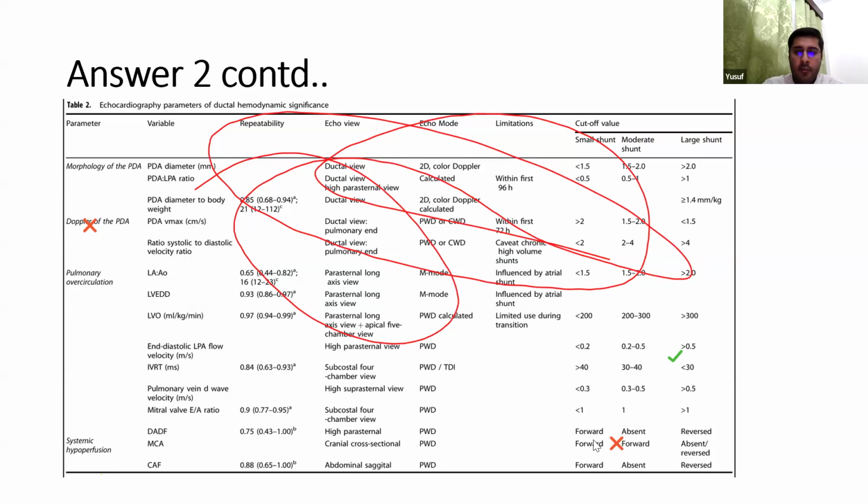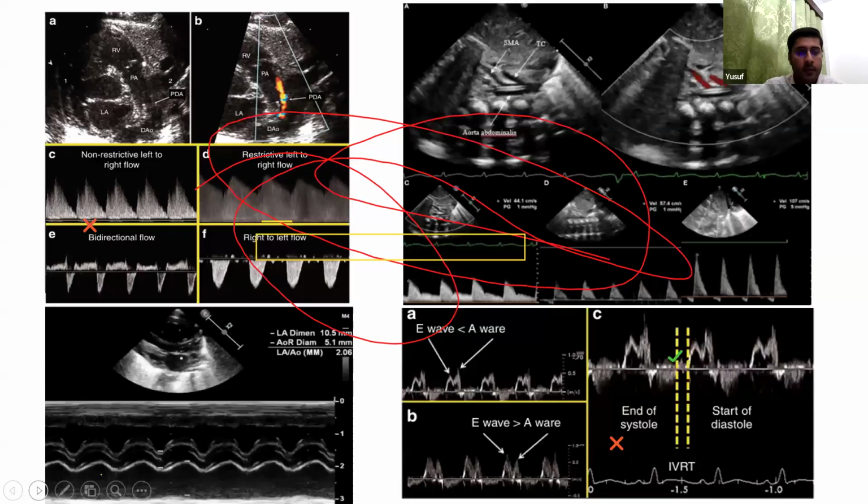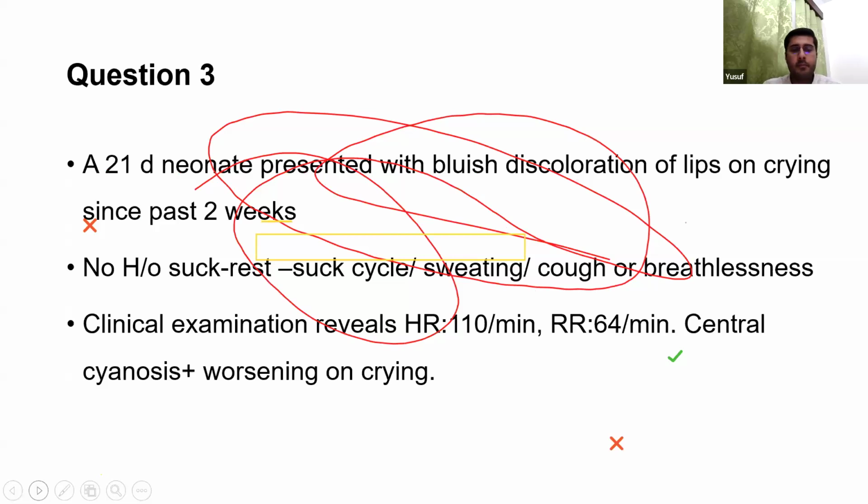Apart from that, forward flow is suggestive of a small shunt, whereas absent or reverse flow will show that there is increased severity of the hemodynamic significance of that PDA. And then, okay, let's go to the next slide.